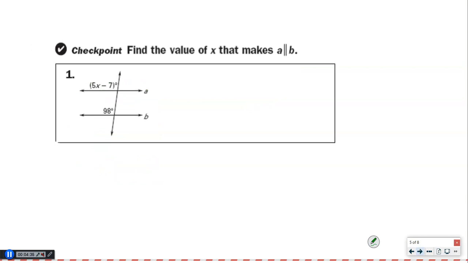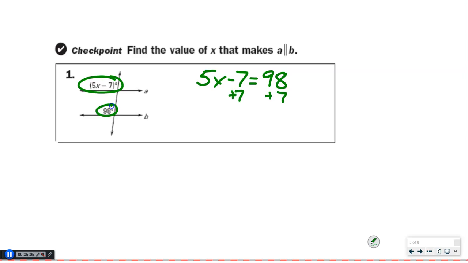Here we need to find the value of x that makes a and b parallel. So again, we see our angles are corresponding angles with one another. So we need to set them equal to each other and find that value of x that is going to make these two angles congruent. So 5x minus 7 equals 98, and then solve for x.